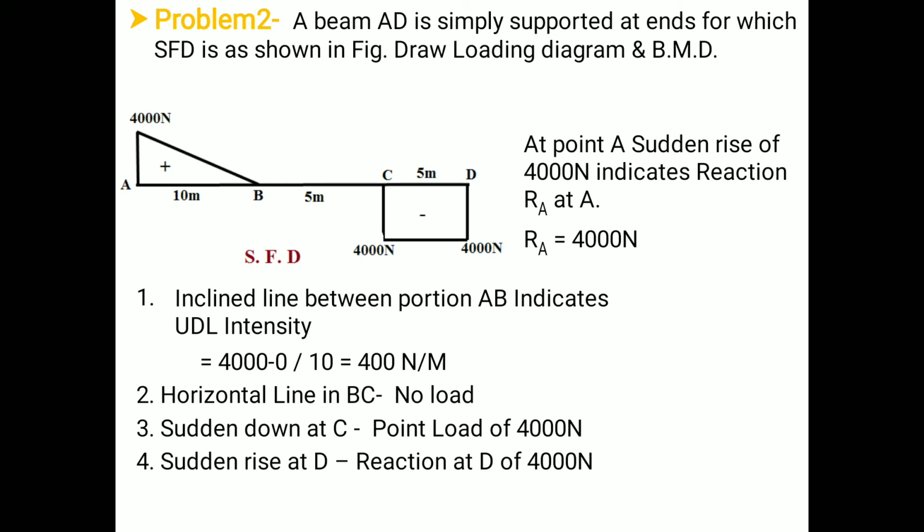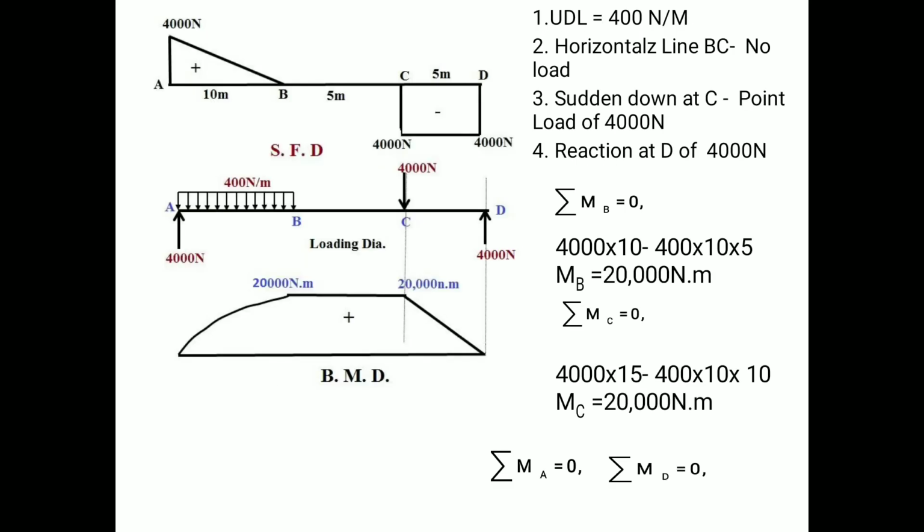And from C to D we have a horizontal line. So no load is acting between C and D. So the value will remain as it is. And again at point D we have a vertical line. So at point D we have a reaction of 4000 Newton. So in this manner we have found out the value of UDL, reaction and point load.